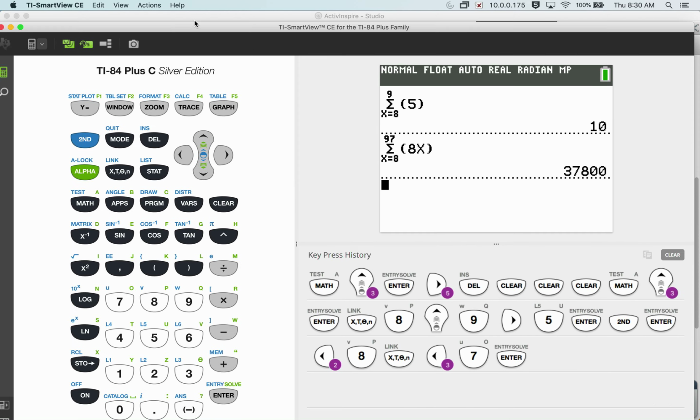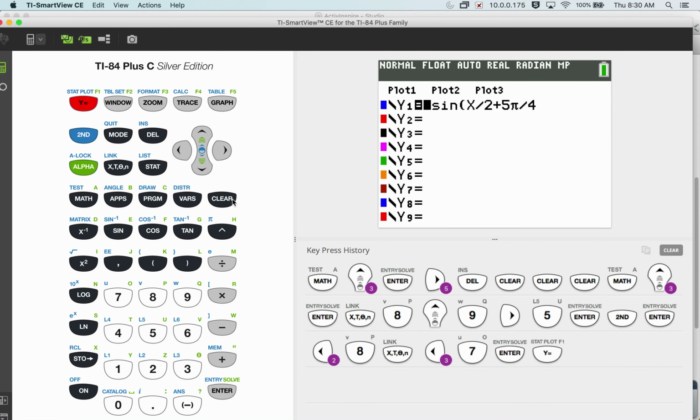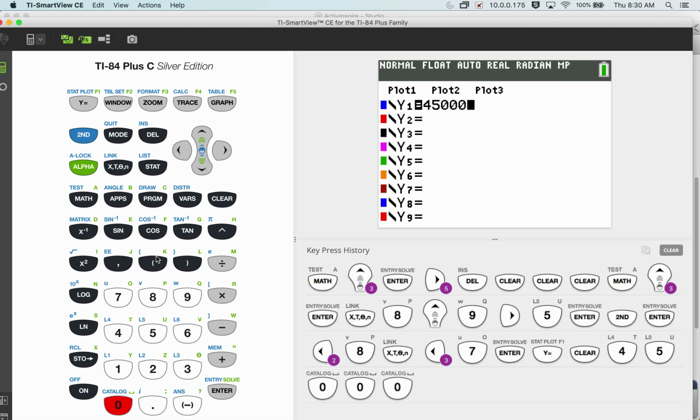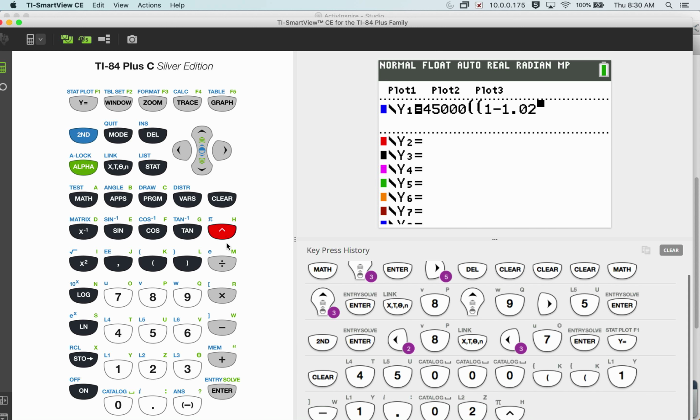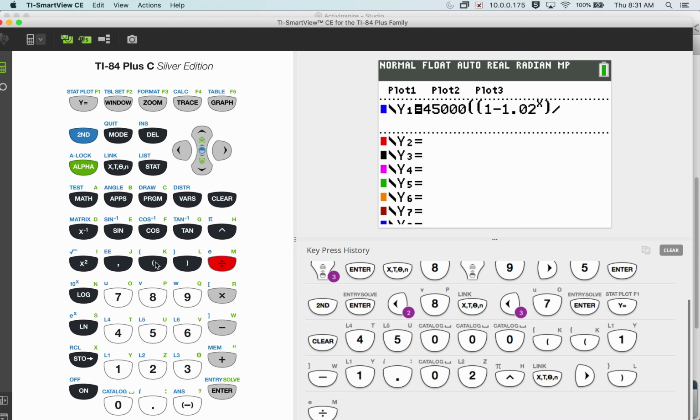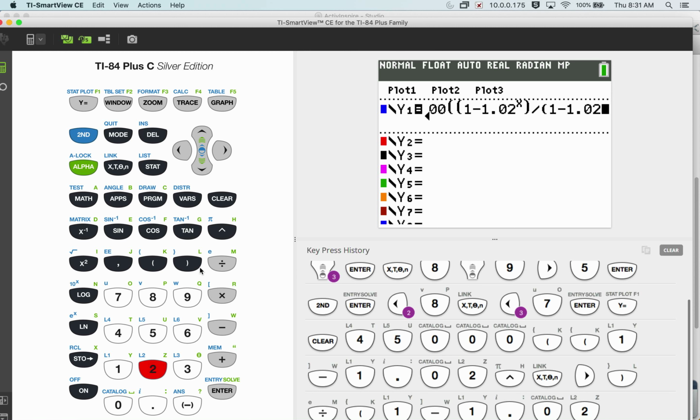So I'm going to use the y equals to plug these equations in, starting with my geometric one. 1 minus the rate, 1.02 to the power of, we have to use x for our variable, but we'll just know that that stands for n, divided by 1 minus 1.02.